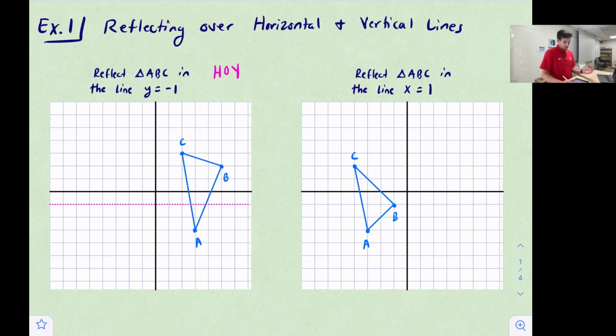Now we're going to take the 3 points on our triangle, and however many units below the line of reflection the point is, it's going to be the same number of units above the line. And if it's above, it's going to be below. So let's start with point A.